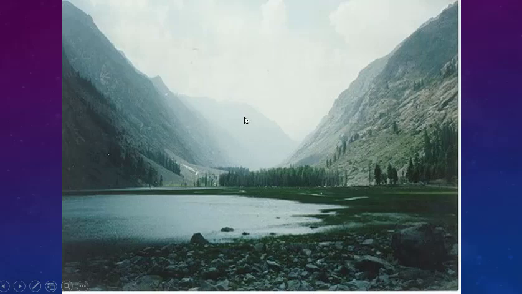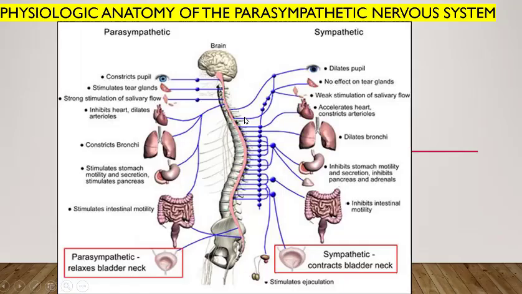Bismillahirrahmanirrahim. Today we will discuss the physiological anatomy of the parasympathetic nervous system, and this is the second lecture regarding the autonomic nervous system. This is the second part.